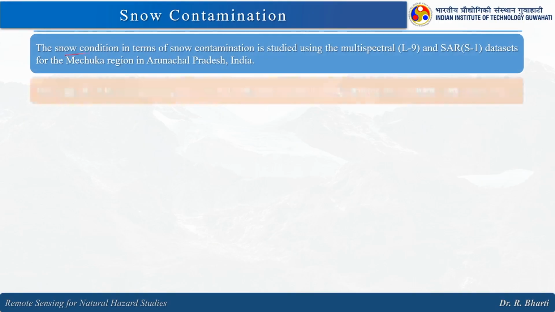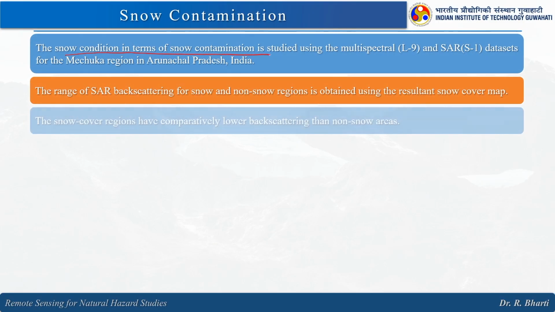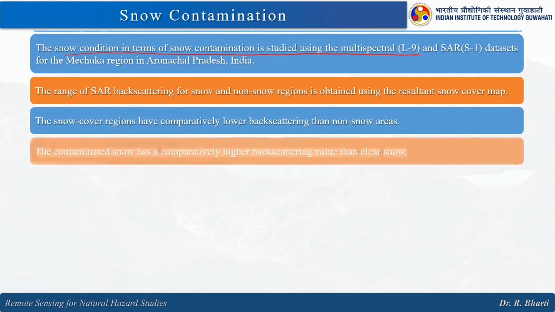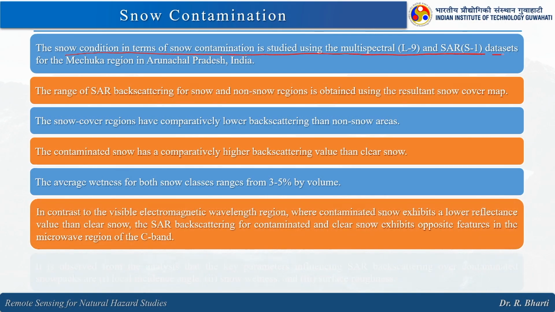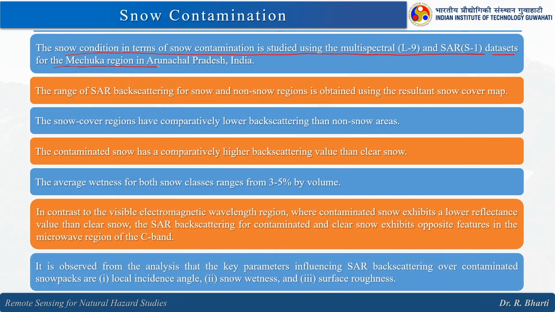So, the snow condition in terms of snow contamination is studied using multispectral L9 and SAR S1 data sets for the Mechuka region in Arunachal Pradesh, India. The range of SAR backscattering for snow and non-snow regions is obtained using the resultant snow cover map. The snow cover region has comparatively lower backscattering than non-snow areas. So, this you can see in any of the microwave data sets.